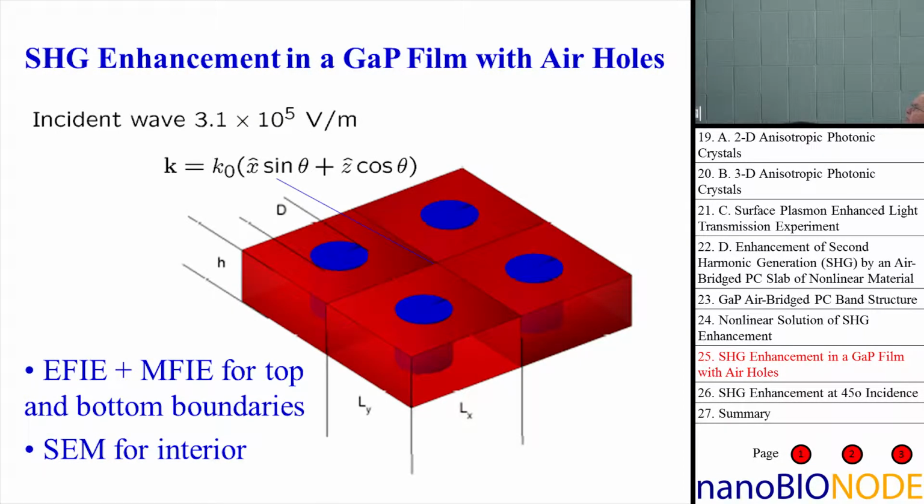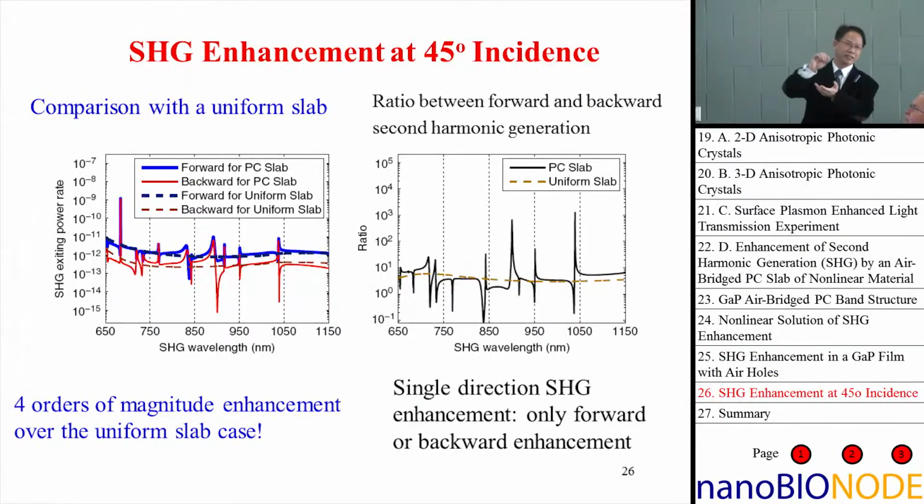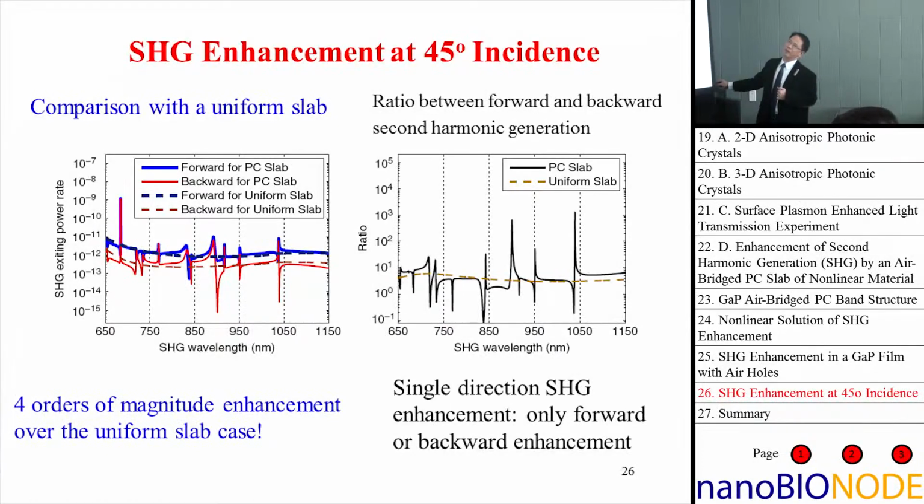Okay, so here I showed the comparison between the thin film and the thin film with periodic holes. Okay. So if you have a light coming in, you can have reflection and transmission for the second harmonic generation. So one is called forward, the other one is called backward second harmonic generation. So here I show the comparison. If you see the dashed lines, one is for the forward, the other one is for backward second harmonic generation rate for the uniform thin film.